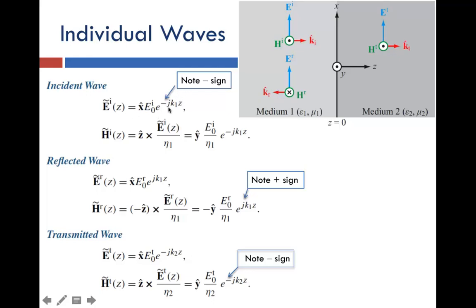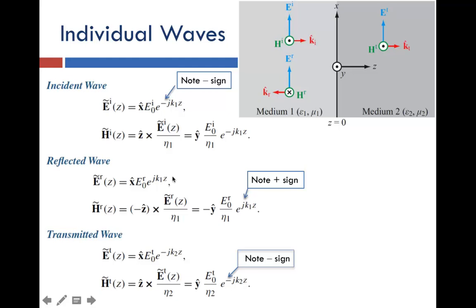So this is the phasor form of the incident wave, traveling in the positive z direction. The intensity or magnitude of the incident wave will be given a superscript i and a subscript 0. So this is just a constant, and it's pointing in the x hat direction. In order to get the incident H, we take the cross product of the direction of propagation, z hat, with the phasor vector E incident, and divide by eta 1, which then gives us an expression for H.